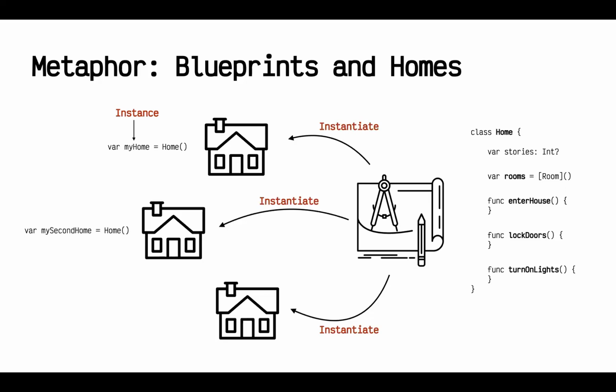And of course, you could do one for a second home, and you could do one for a cottage. It would be a little odd to have a cottage, second home, and my home all built with the exact same blueprints, but you get the idea. So that's the metaphor for classes and objects.